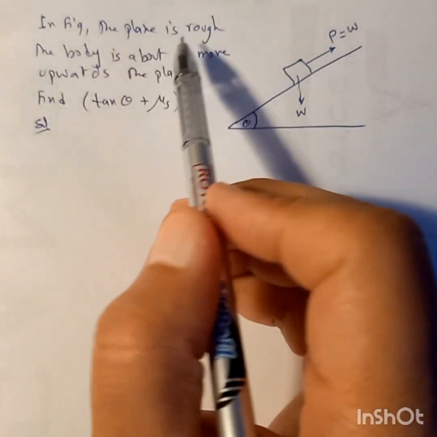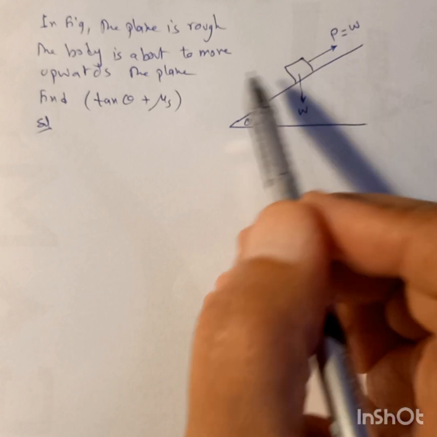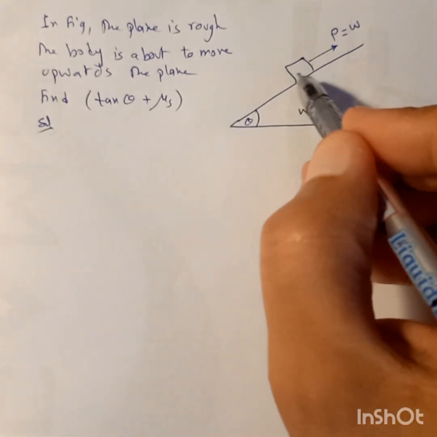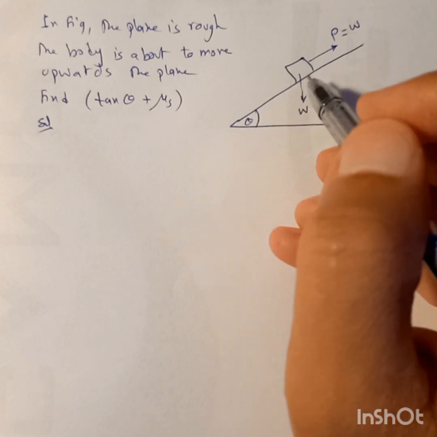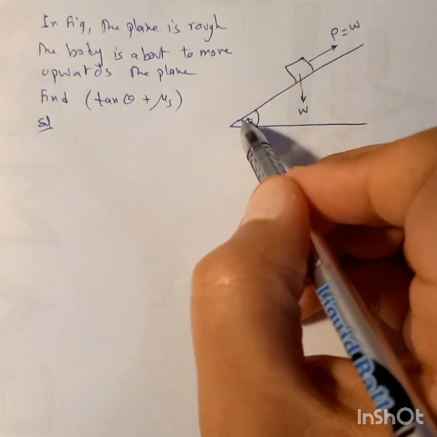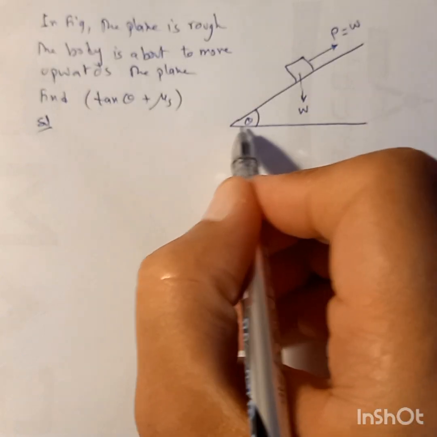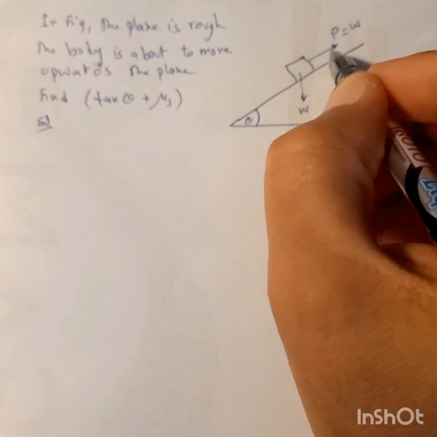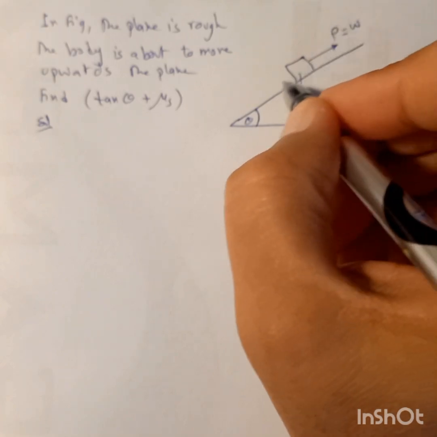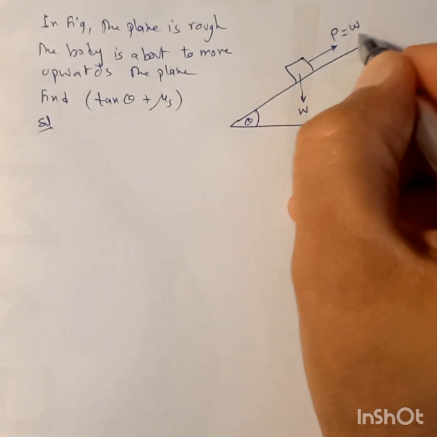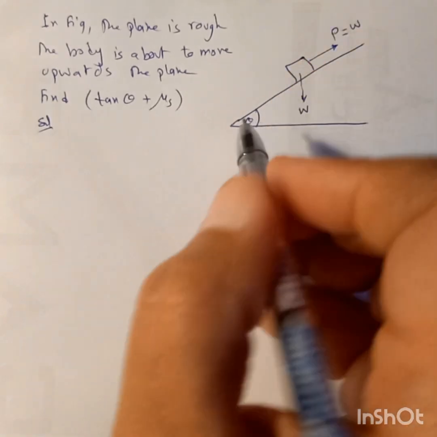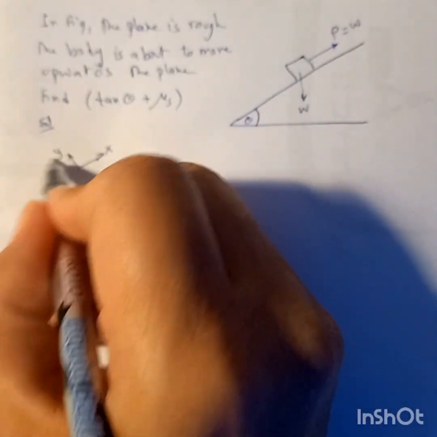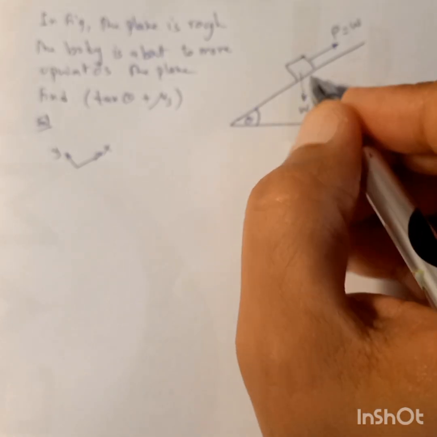Another example. In the figure, the plane is rough, and the body is about to move upward along the plane. Find tan theta plus mu s, where mu s is the static friction coefficient between this body placed on this rough inclined plane and the inclined plane. The inclined plane is inclined at theta to horizontal, and the body of weight W is acted upon by this force B parallel to the inclined plane upwards, and B equals W. Here we can assume x and y direction, this x and this y direction.